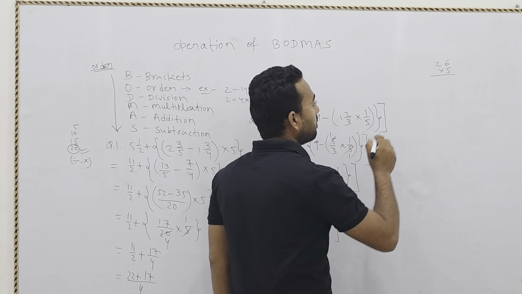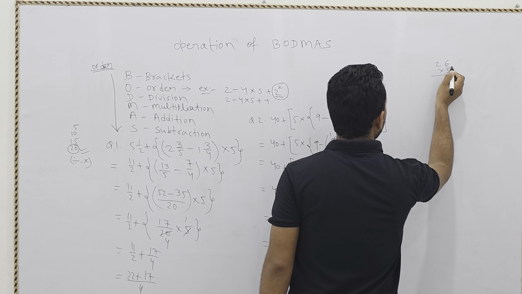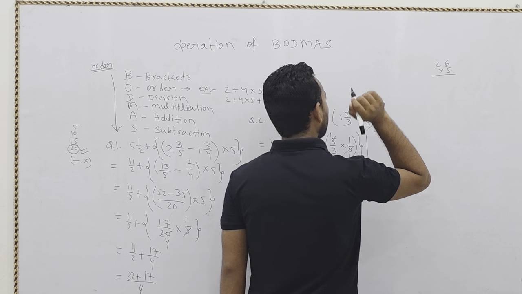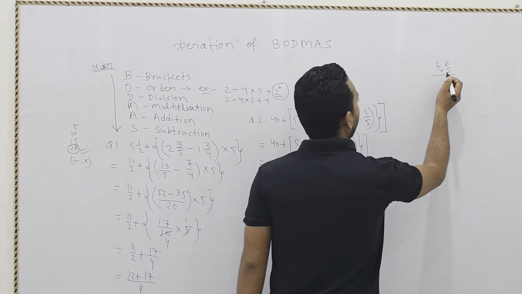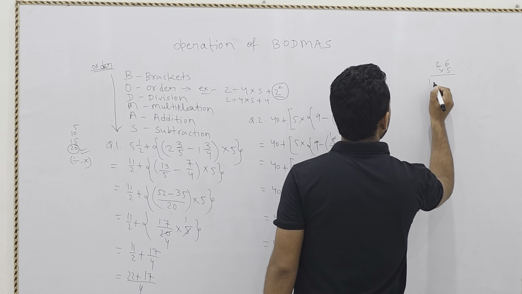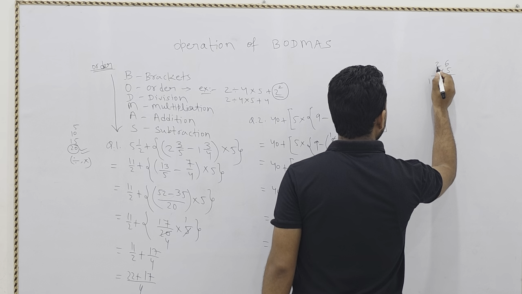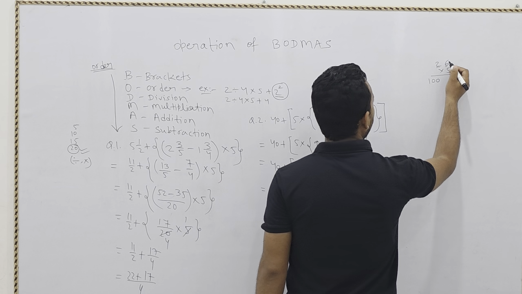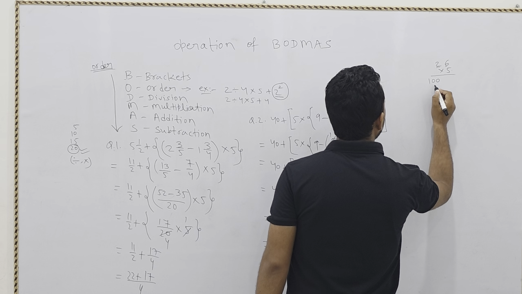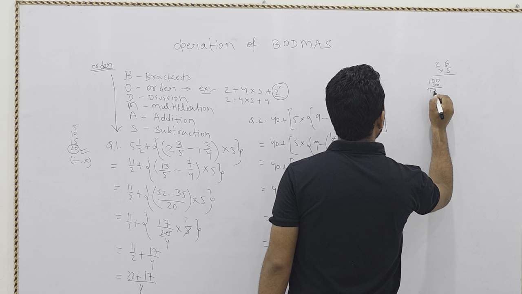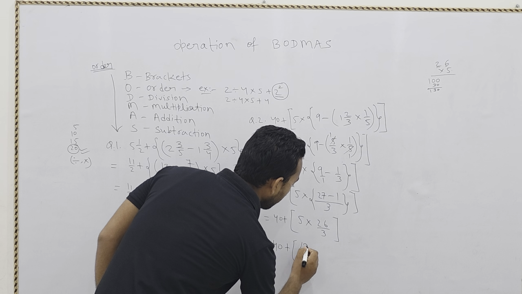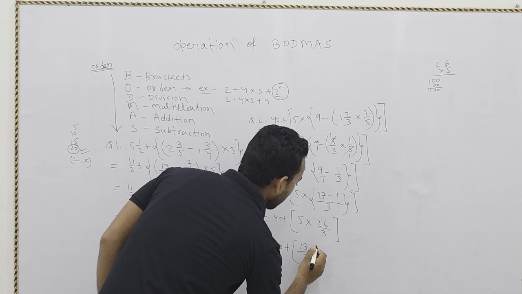We will get 10, but it is in the tens place. So it is already in the tens place, and we will write 10 more. Then 5 times 6 is 30. Simply we will add here and we will get 130. So here 130 by 3.